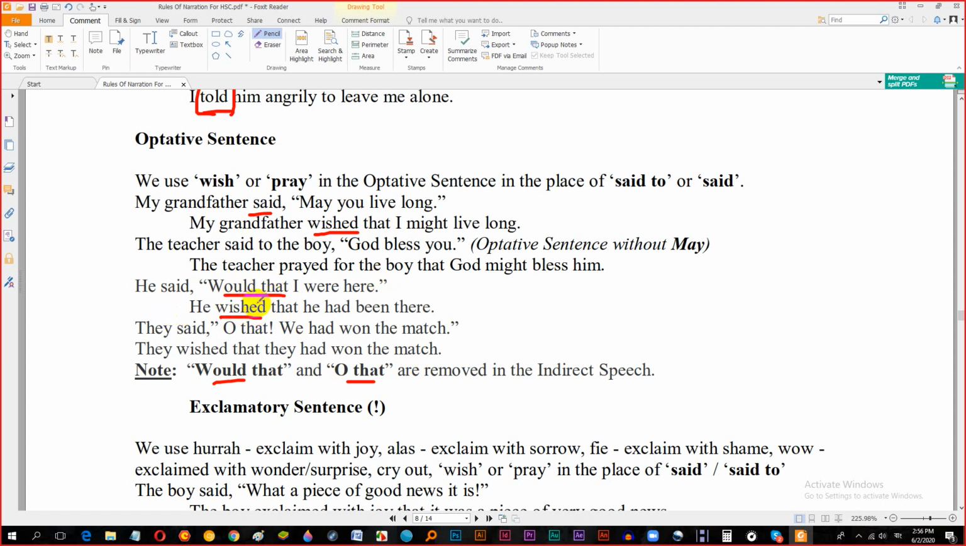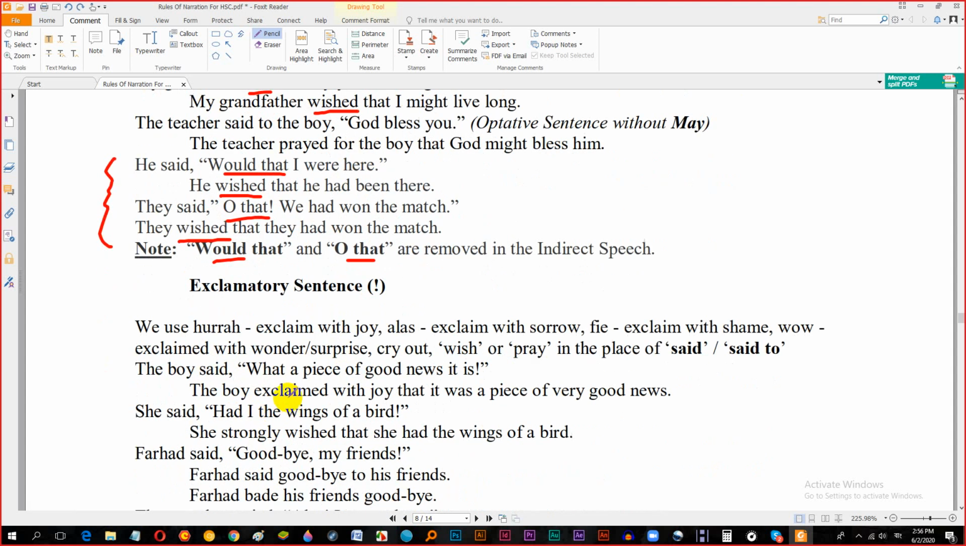So he said, would that I were here. So he wished that he had been here. Again they said, oh that we had won the match. It's important, you will revise it. So they wished that they had won the match. So if we find would that or oh that, then we are using wish, and we are omitting or removing these phrases from the indirect speech.